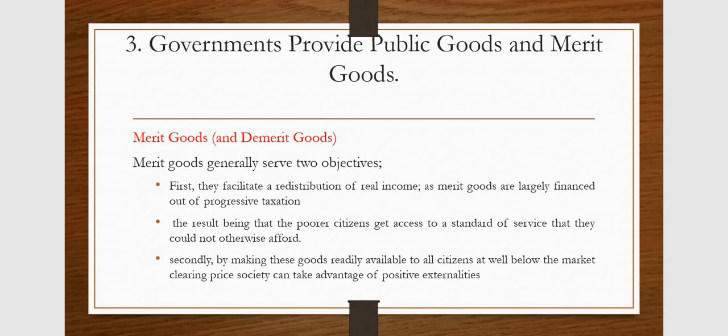And secondly, by making these goods readily available to all citizens at well below the market clearing price, society can take advantage of positive externality. So when government implements, let's say, progressive tax, it is going to affect positively, let's say, those people staying around that particular area. I hope you get it. That is the citizens. So that is what we call positive externality.